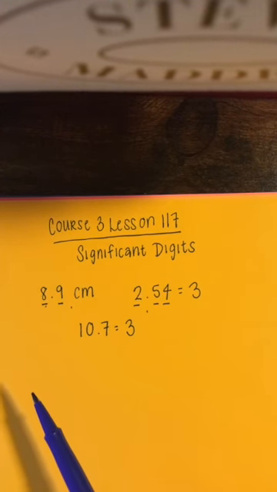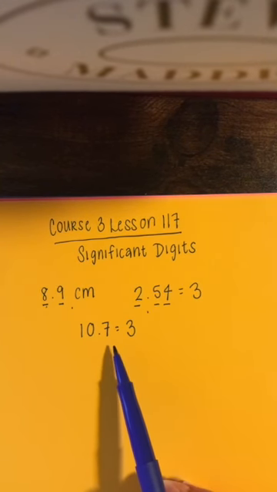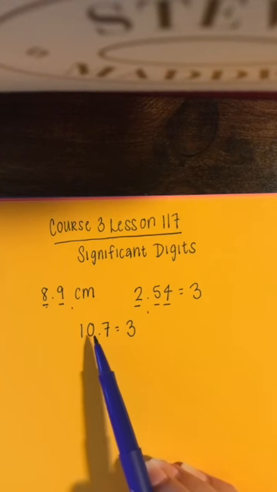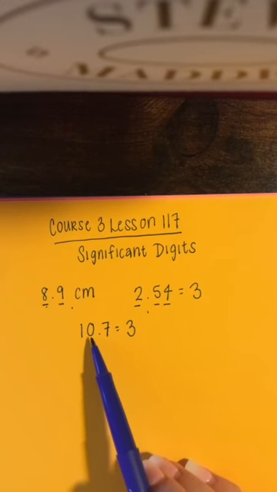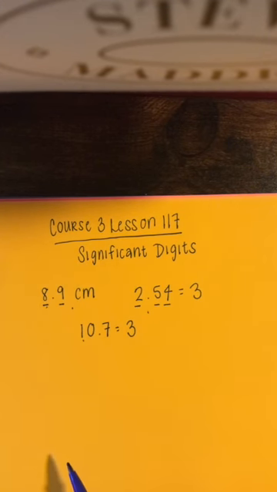The second rule is that we need to count zeros between non-zero digits. So for example, we have 10.7. This also has 3 significant digits. We have 1, 2, and 3. We are still counting this 0 because it is between 2 non-zero digits.